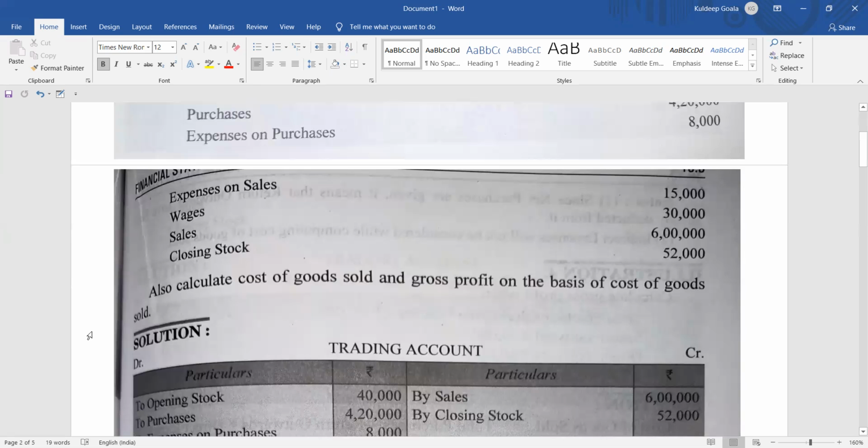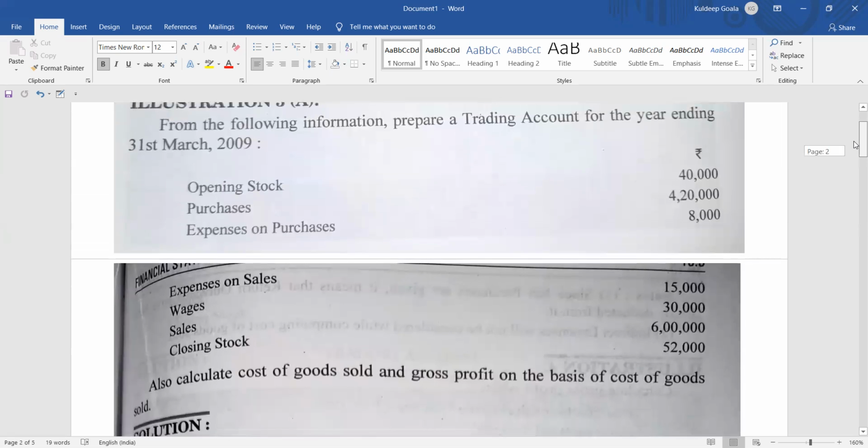So here what is told, we have to calculate cost of goods sold and the gross profit, and the gross profit should be based on cost of goods sold. ठीक है, जो सामान बेचा उसके कंपैरिजन में कितना हम लोग का प्रॉफिट हुआ है, right? That is very simple. So first of all, we'll go for preparing the trading account, as we have already learned before, so we are all aware of that.